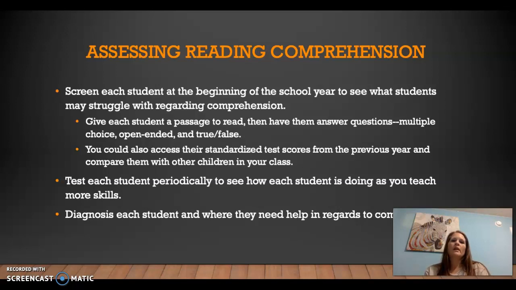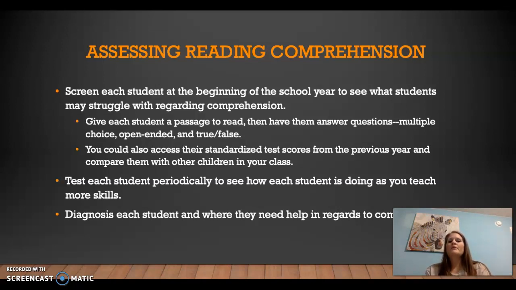So you kind of have to just pay attention to your kids, and any ones that you think might have some issues, there are certain things to look out for, which we'll talk about again a little bit later in this presentation. I would say screen each student at the beginning of the school year so you can get an idea of what some of your students may or may not struggle with. You can give them a passage to read and have them answer questions. You can read it orally to them, or they can read it themselves, or you can do both.